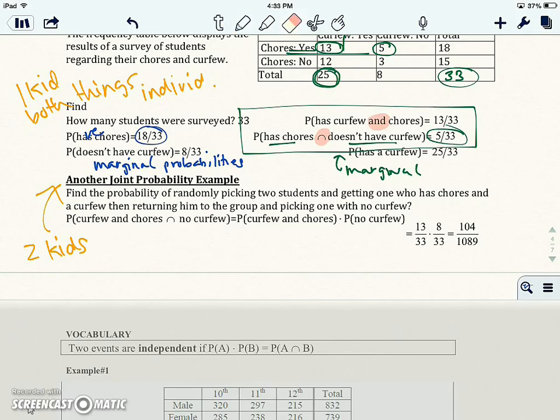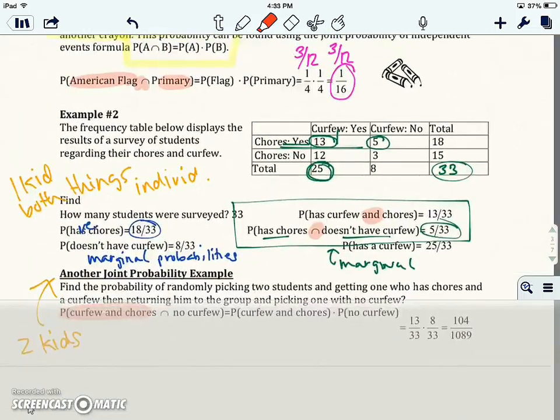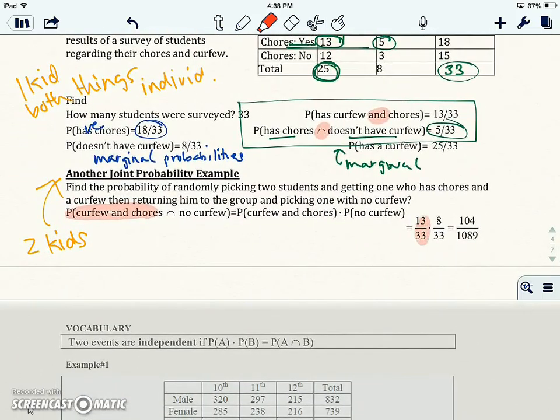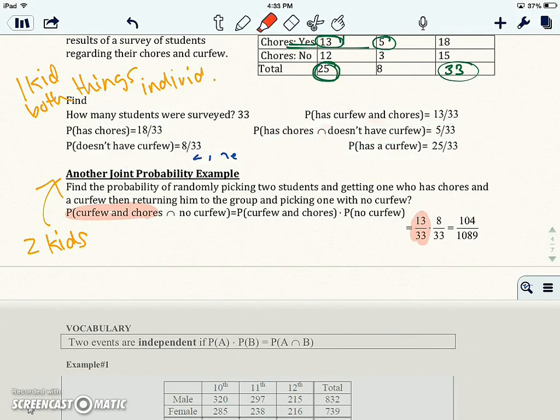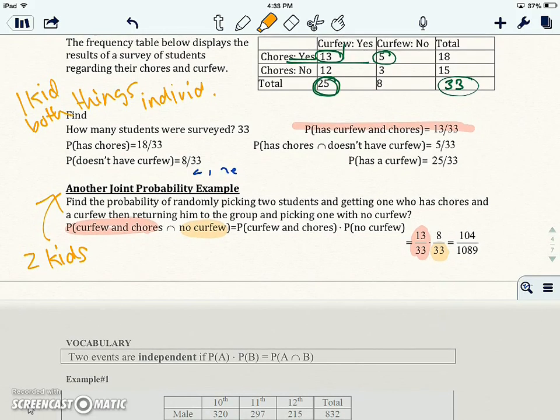So a curfew and chores, we already decided from up here, was 13 out of 33, and I'm going to go ahead and erase some of this other coloring so you can see. And then we put that kid back, so we still have 33 kids to choose from. And then what's the probability of getting a kid with no curfew? Well, a kid with no curfew, that is 8 out of 33, or this part. And then because we want them to both happen, that is an and. We'd multiply them together and we get 104 out of 1089.